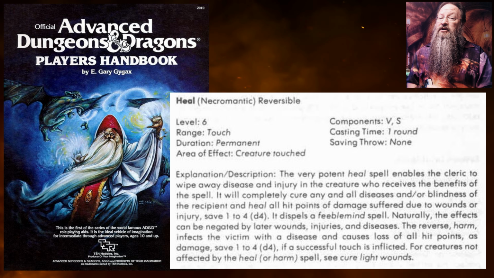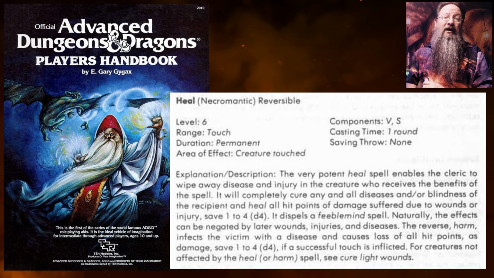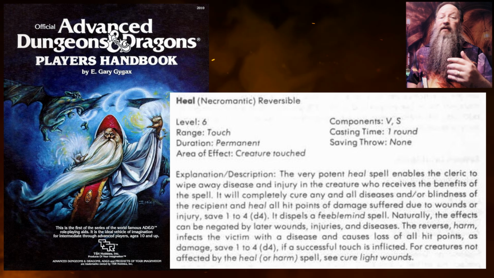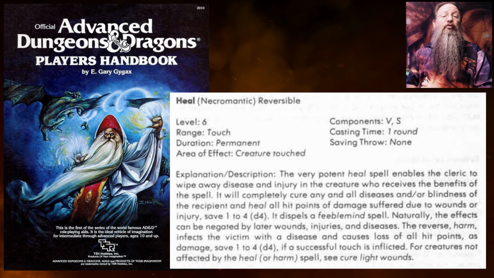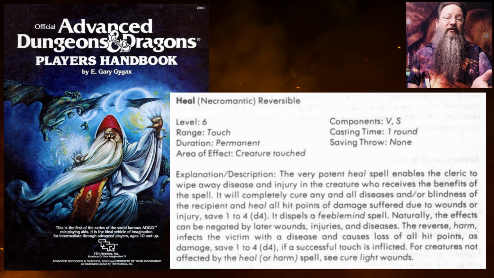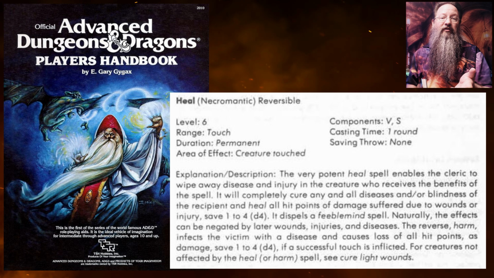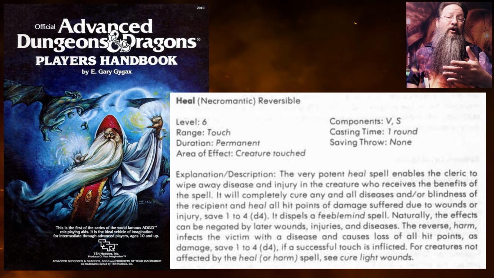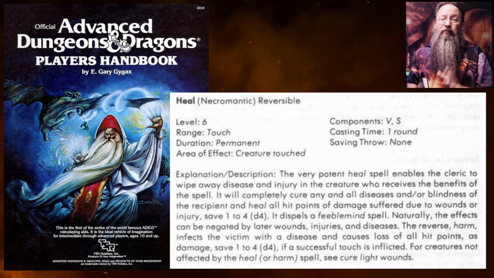Heal in the first edition of AD&D was accessible once your cleric hit level 6. You had to be touching your target, and it was a permanent effect, well, until they took damage at some point in the future. It had verbal and somatic components, and it took 1 round to cast. Heal could remove disease and injury. It could 100% cure any disease, could cure blindness, and would heal all but 1d4 damage. So if you had 20 hit points and took 19, if someone cast Heal on you, you'd see your hit points get restored to at least 16, possibly more.